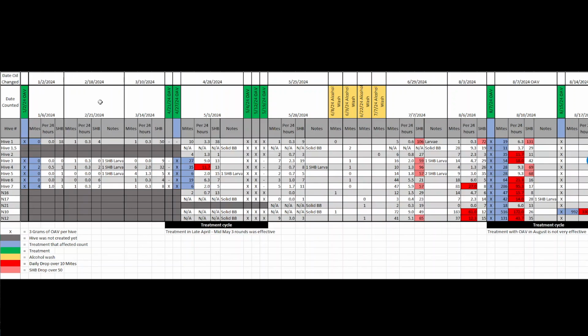All right, so about a month later in February, and there was no treatment before this, so this is all natural mite drop. We had 1s and 0s. That's great. And that is total, so the per hour was 0.3 and under. So that's really good. Another month later, in March, we had everything. The highest we had was a 6 and a 4, so 2 per day, which is great and still under the threshold.